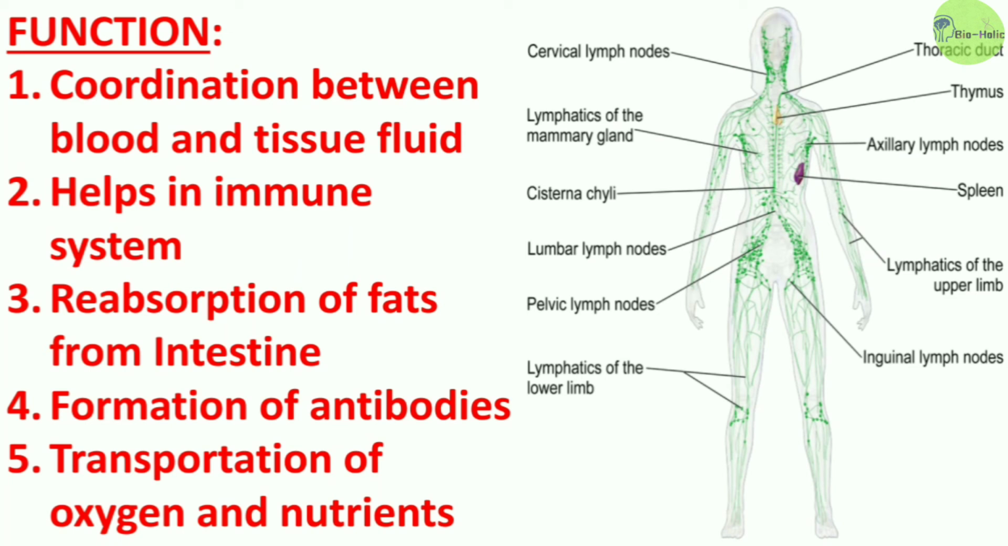The main functions of lymph nodes or lymph are that they coordinate between the blood and tissue fluid, help in the immune system, reabsorption of fats from the intestinal part, they form many antibodies and help in transportation of oxygen and nutrients to various parts of the body.